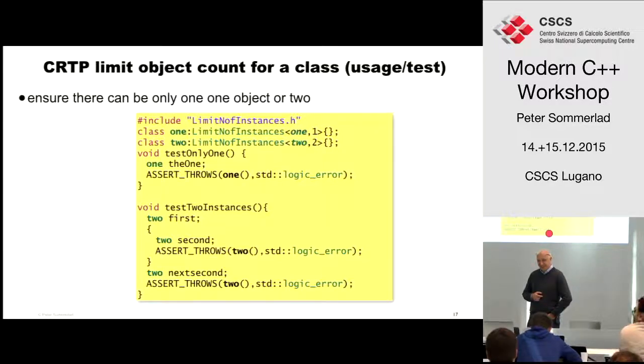Why pass 1 or 2 as a type and not, for example, as a constructor parameter?